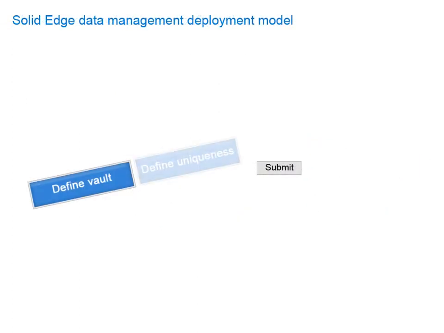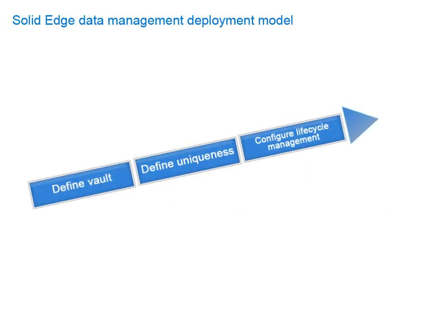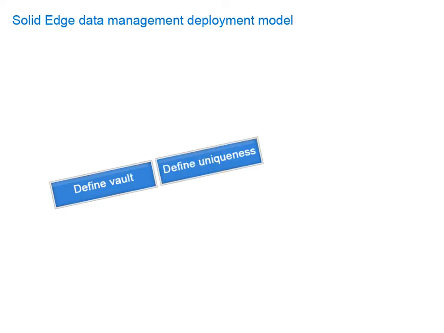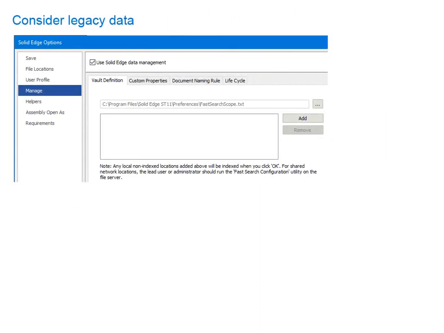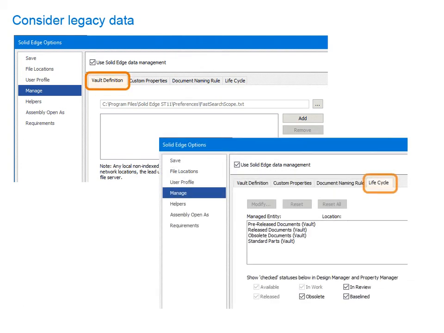Solid Edge data management provides 3 levels of capabilities. You can start with the basics, such as defining a vault to benefit from index-based search and defining what criteria makes your documents unique. Starting with just what you need helps you address challenges with legacy data. You may want to use the index-based search functionality and possibly the Lifecycle Assistant to move or change the status of files. Or you may choose not to manage file names for file and part number uniqueness, as the name changes may conflict with your legacy data.